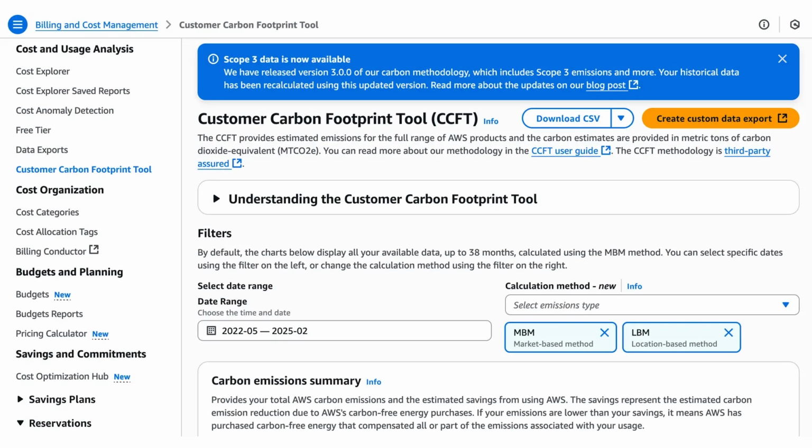You can access the expanded emissions in the billing console under the Customer Carbon Footprint tool, export CSVs, and choose market-based method (MBM) or location-based method (LBM) calculations. The direct benefit for FinOps is more complete, auditable emissions visibility, to tie sustainability metrics to cost and operational decisions, to include the long-awaited Scope 3 metrics from AWS.